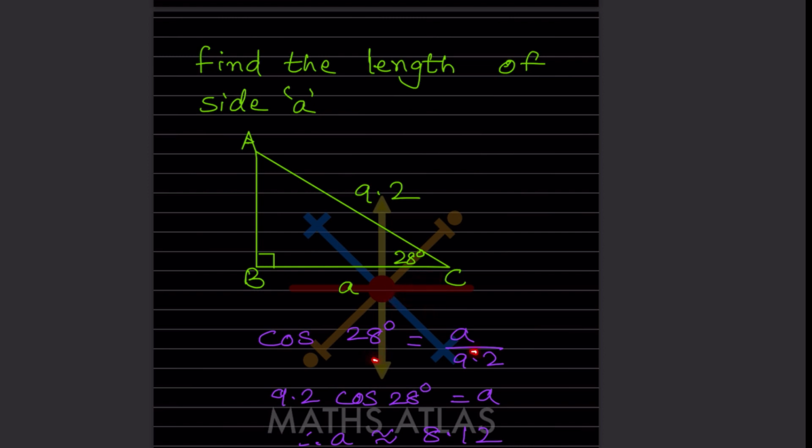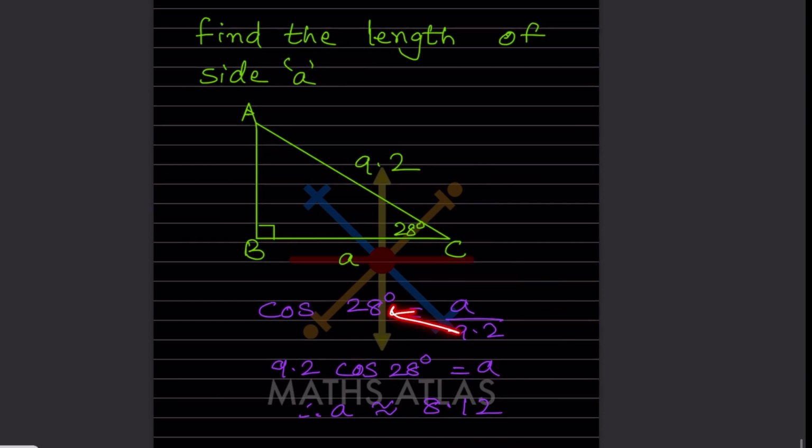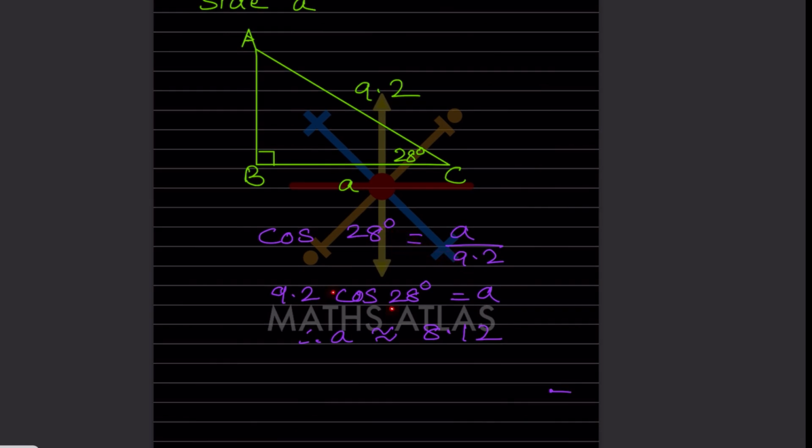So cos 28 is going to be what? Adjacent by hypotenuse. Now when we multiply this into this, that is going to be 9.2 cos 28, that is A. So A, when you multiply this, you get approximately 8.12. So with this we have completed today's work.